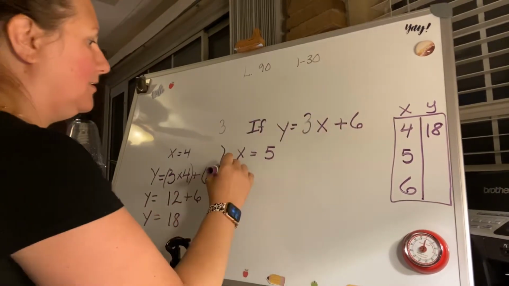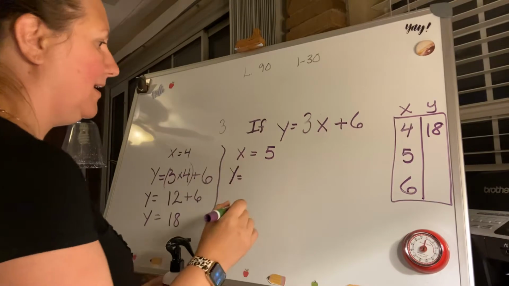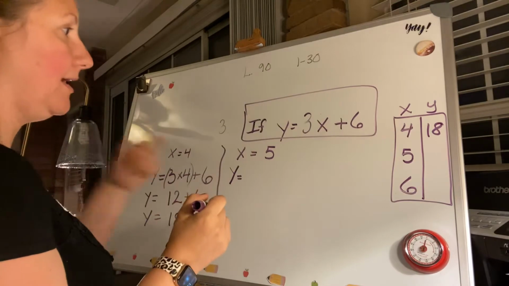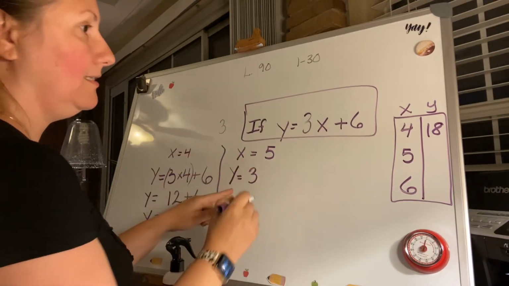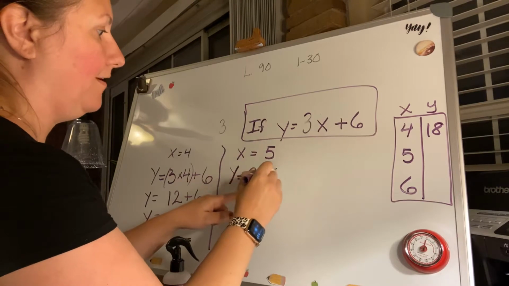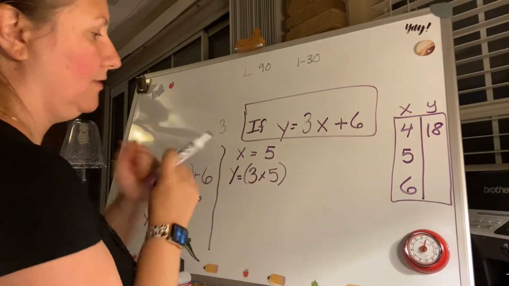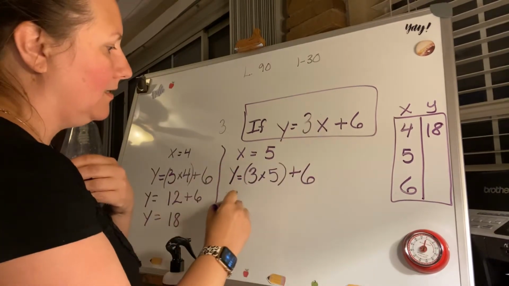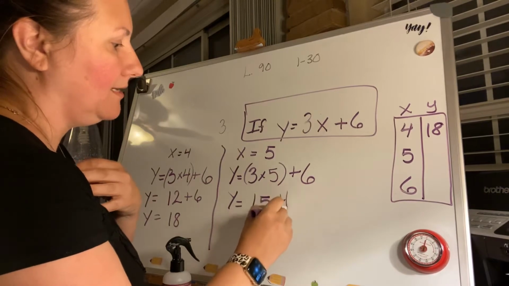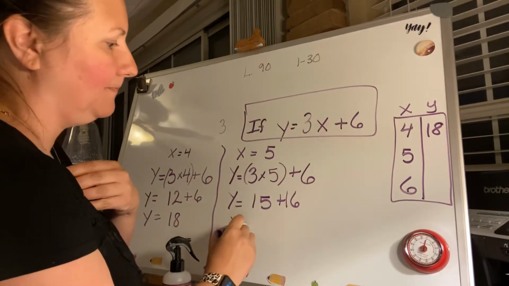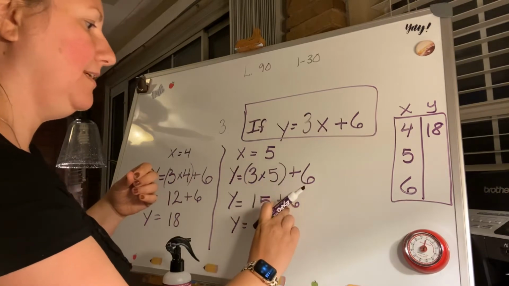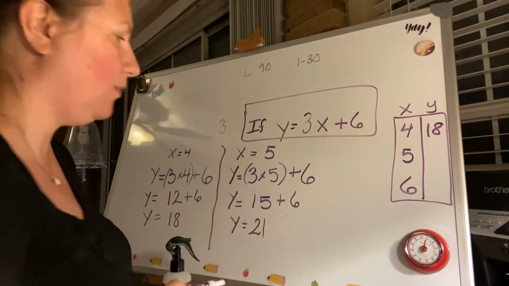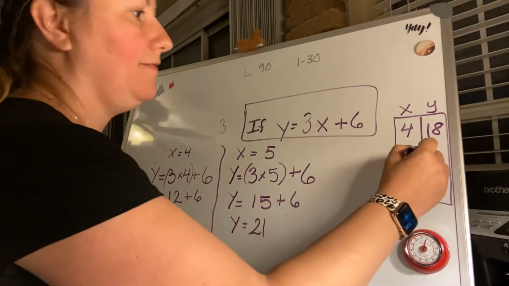Okay, so if x is 5, let's do this problem again. This is the problem that we start with each time. Y equals 3 times x, which is now 5, or 3 times 5 plus 6. Parentheses always go first. So y equals 15 plus 6, oh, I think I wrote that wrong, 15 plus 6, not 16. And we can see that that is 21. Okay, so let's go ahead and fill this in.